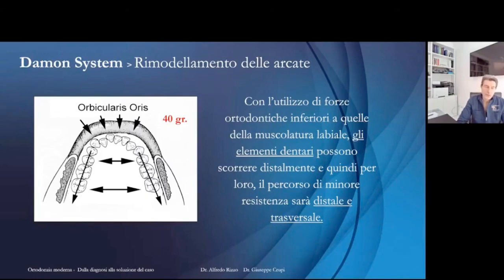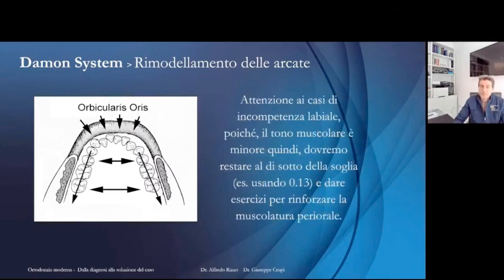Because with our arch wires, we develop low forces below 40 grams, and our teeth will not be moving forward when the lip musculature works physiologically. The strength of the labial muscles will be above 40 grams, which will counteract the orthodontic forces. It will be enough to keep our teeth away from this forward movement.